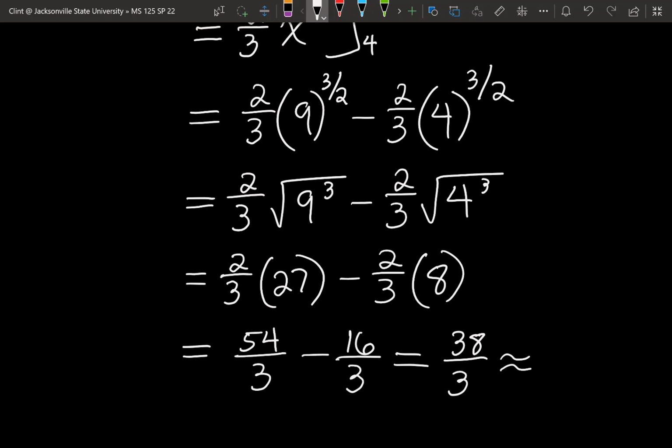38 over 3. So 38 over 3 is the answer we want. A decimal approximation is about 12.6 repeating. It's not an approximation, it's a repeating decimal. A little more than 12 and a half.